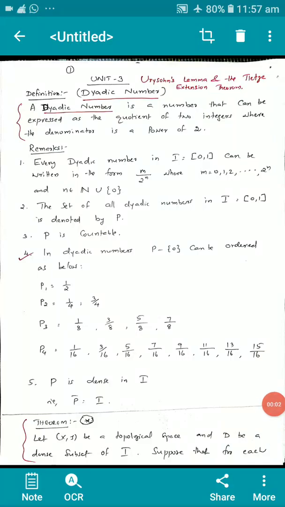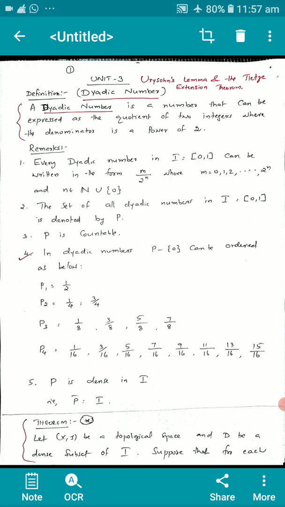Dear students, we have already completed the second unit of Topology 2, and today I am going to start with unit 3. Actually, we start with Urysohn's lemma. The first section is Urysohn's lemma and the Tietze extension theorem. And we first have to discuss Urysohn's lemma.